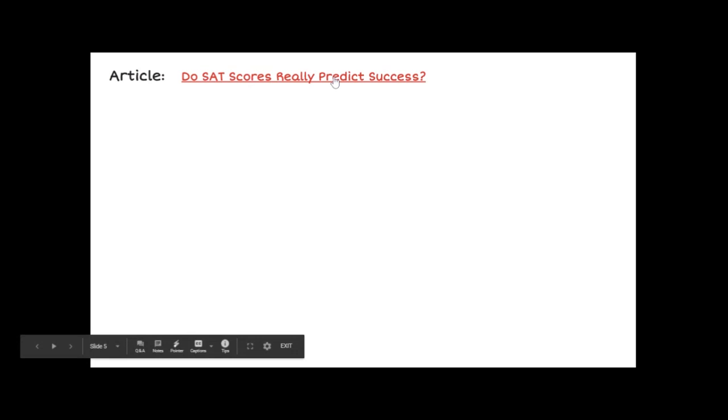In chapter 3, we looked at numerically summarizing data from one variable. But oftentimes newspaper articles and studies describe the relationship between two variables, which is similar to the article that I'm going to let you read. Do SAT scores really predict success? I'm going to send you the link through chat, and then I'll give you time to read the article, and then we're going to talk more about it.